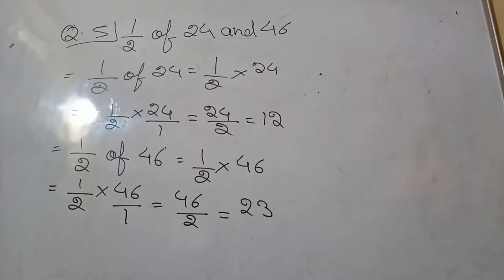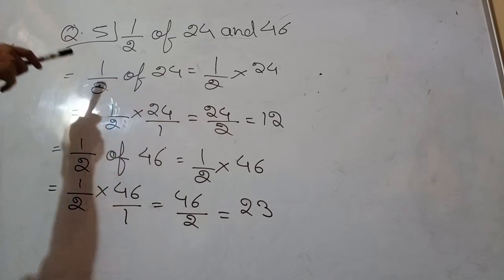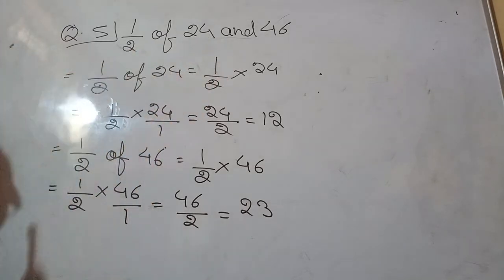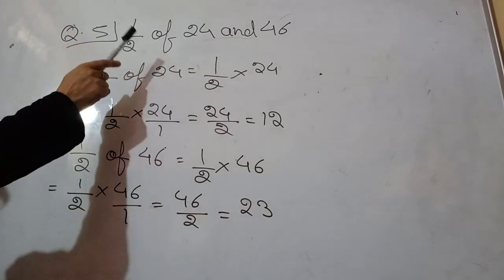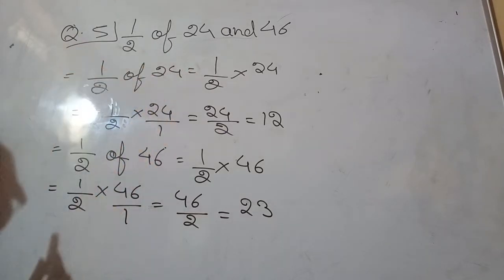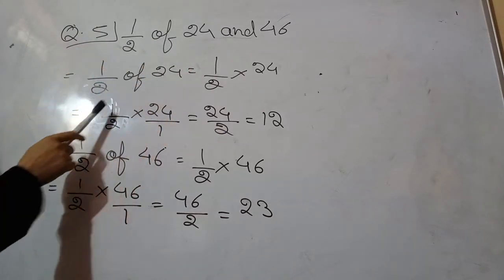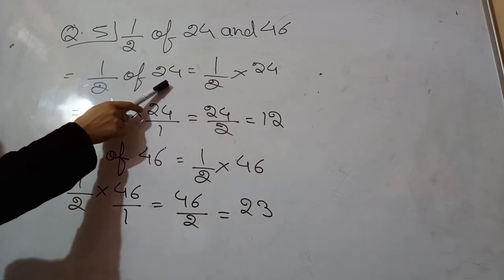Now in question number 5, here what is given? Find 1 by 2 of 24 and 46. Okay, so there are some meanings of given terms in mathematics like "of". What do we understand by "of" in mathematics? If there is "of" written, it means we have to multiply the two given terms. Okay, 1 by 2 of 24 means 1 by 2 multiplied with 24.